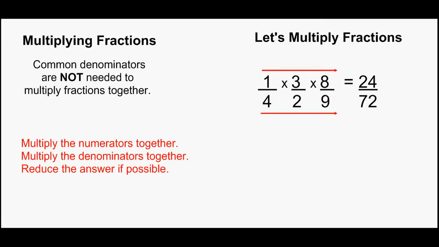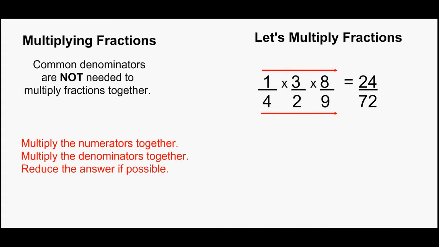You can follow the same process to multiply three fractions together. Let's multiply 1/4 times 3/2 times 8/9. First, multiply the numerators together. 1 times 3 times 8 equals 24.